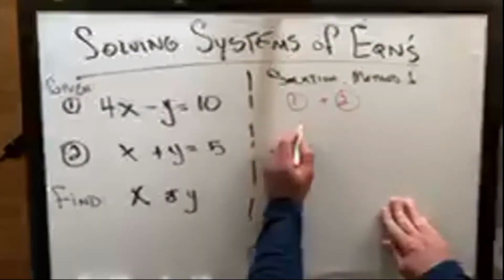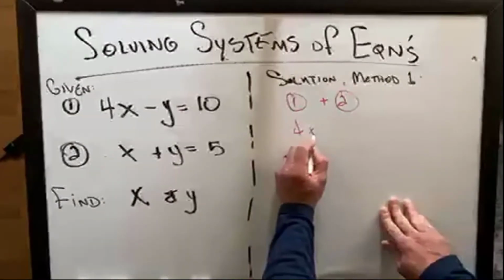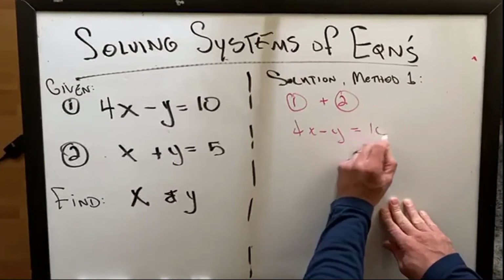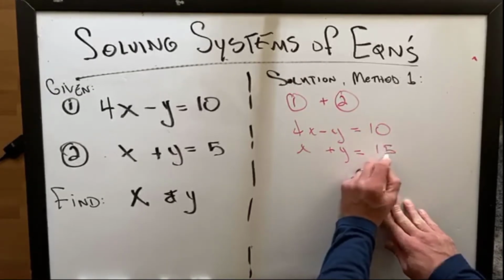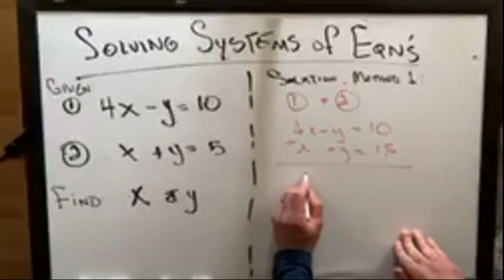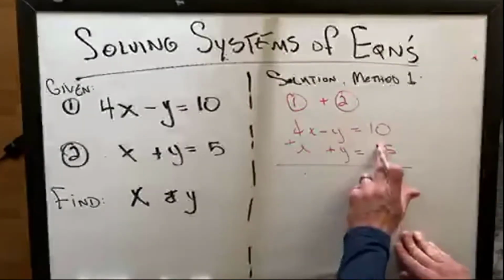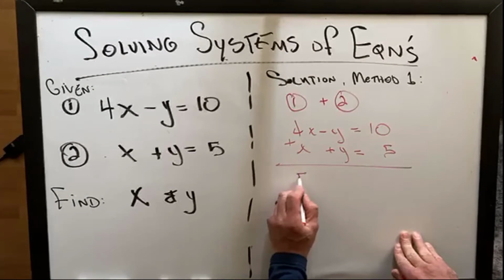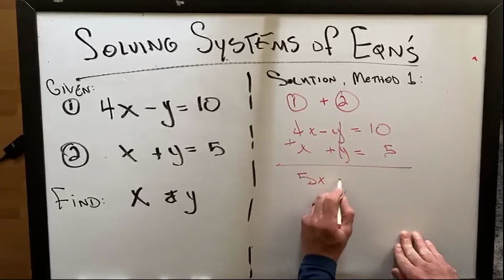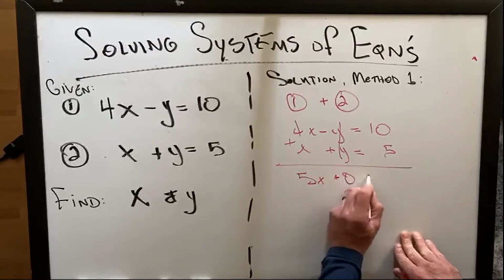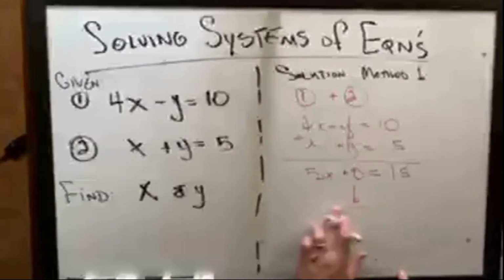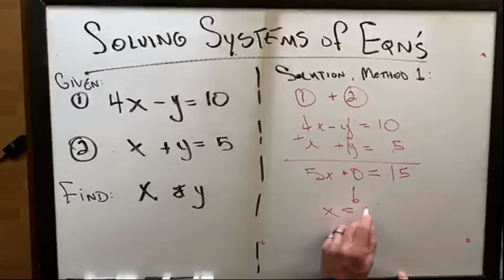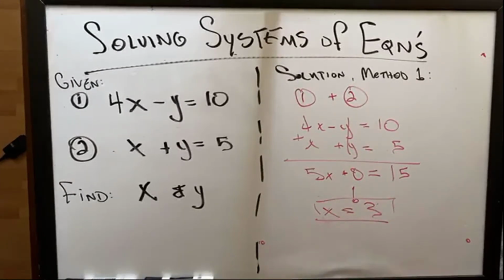So when we add equation 1 and 2, 4x minus y equals 10, and then we have our x plus y equals 5. When we add those two, we end up getting 5x, the y's cancel out, plus 0 equals 15. So we end up with x equals 3.